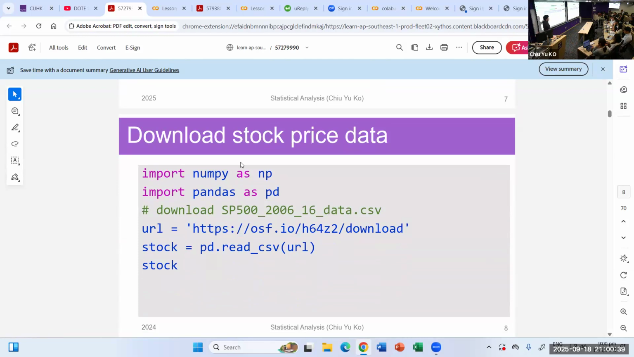Line number 1, NumPy, remember our old friend, this is how to make our data. I don't think I disagree. Pandas is to import data. This URL, import it and stop. So just run it quickly.